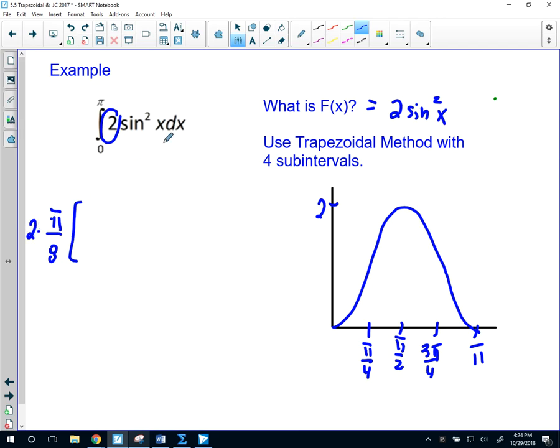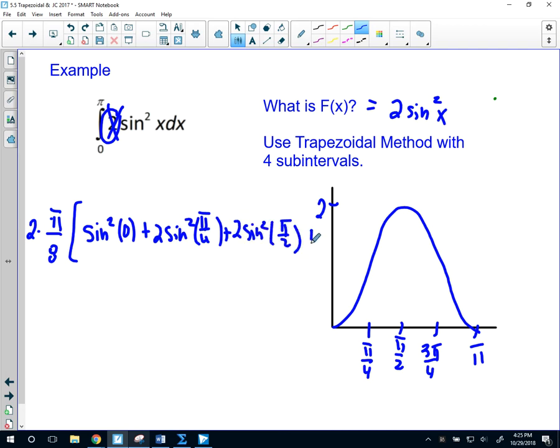I'm going to put the 2 out here. So now I'm just working with sine squared x. So I'm going to do sine squared of 0 plus 2 sine squared pi over 4 plus 2 sine squared pi over 2. Of course, I'm going to run out of room. Plus 2 sine squared 3 pi over 4 plus sine squared of pi.